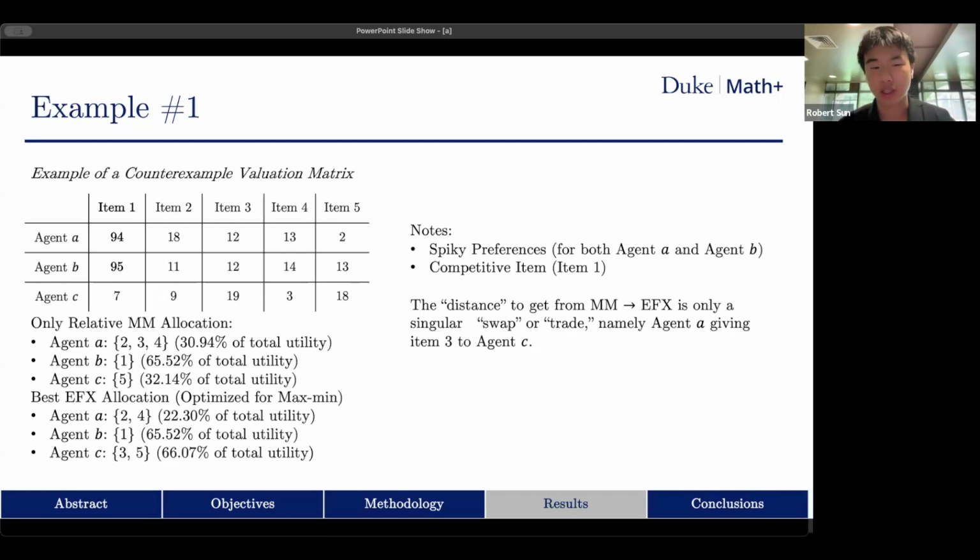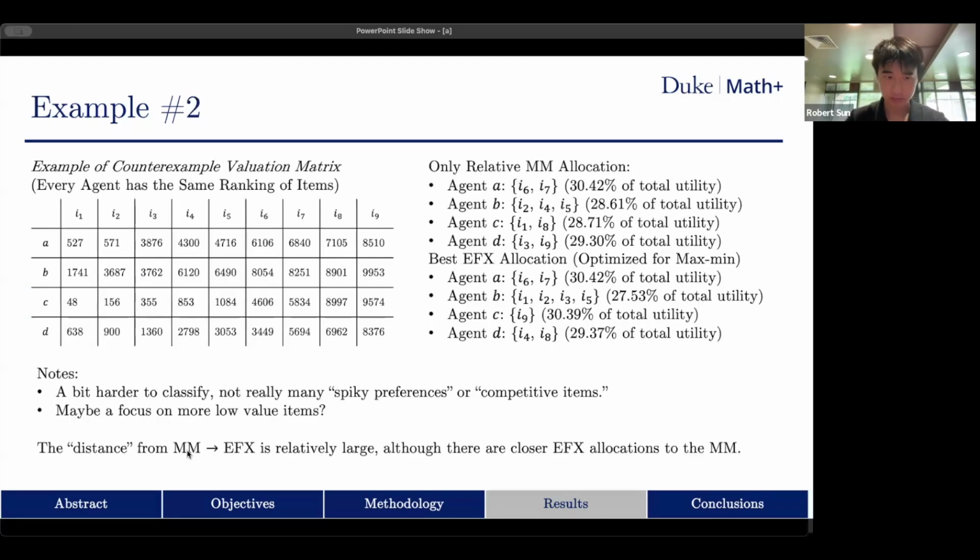It's also really interesting to look at the distance between this MM and EFX allocation, because all we need to do is for agent A to give item three to agent C, and then we have an EFX allocation in this case. And in this example here, we see a lot of different things.